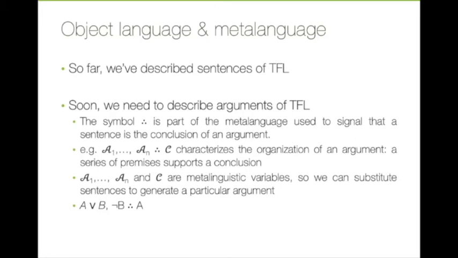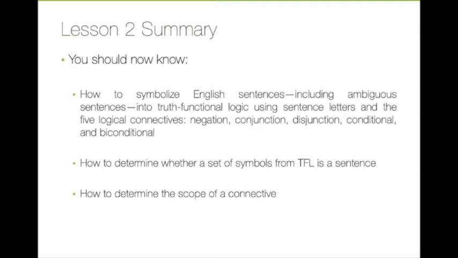So here we see a string of the metalanguage, curly A1, dot, dot, dot, curly AN, therefore, that's how we would pronounce that symbol, curly C. That's a sentence of the metalanguage that characterizes how an argument is organized. A series of premises, A1 through AN, supports, shown by the 3 dots, a conclusion, given by the curly C. Since A1 through AN and C are metalinguistic variables, we can substitute sentences in them to generate an instance of a particular argument. So I could do A or B for A1 and not B for A2, and then therefore A as an argument. That wraps up lesson 2.